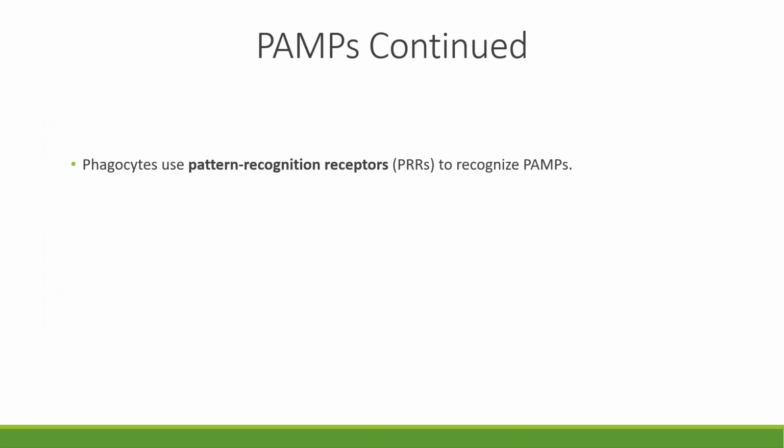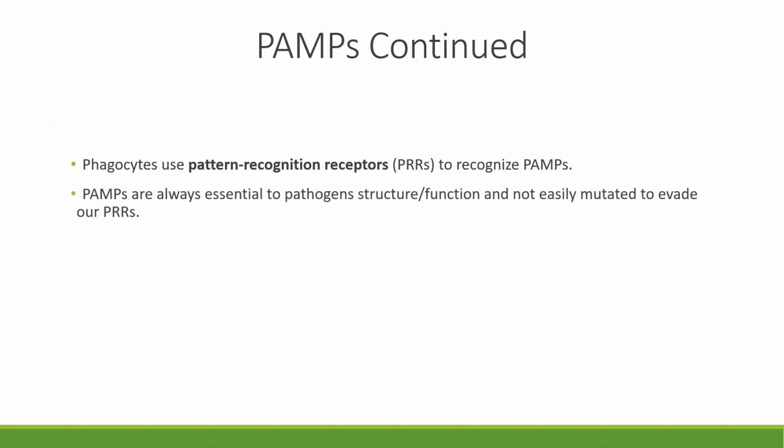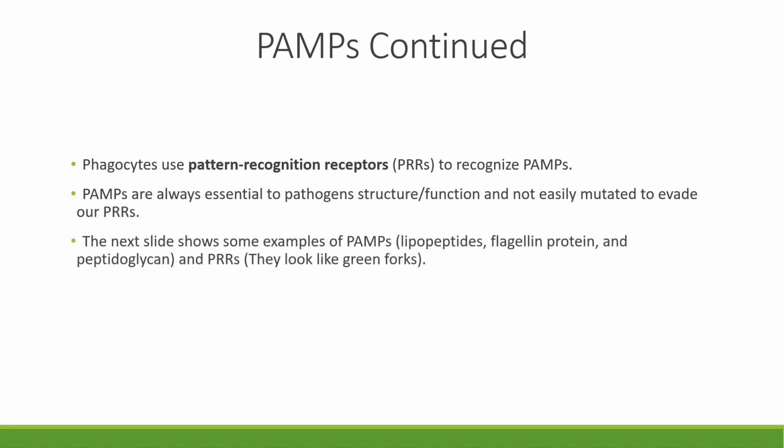Phagocytes use pattern recognition receptors to detect PAMPs on pathogens. PAMPs are essential for pathogen structure and function, meaning they can't easily mutate them to avoid detection by the PRRs, or pattern recognition receptors. In the next slide, we're going to show some examples of PAMPs, including lipopeptides, flagellin protein, and peptidoglycan, along with the PRRs, which are represented as green fork-like structures.